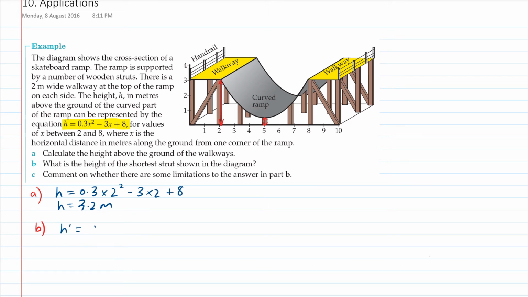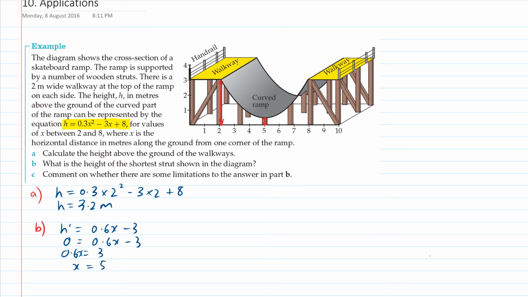So we'll differentiate this function. We get 0.6x minus 3, and we'll set that equal to 0. So 0.6x minus 3 equals 0. So 0.6x equals 3, and so x equals 5. So it is definitely in the middle there.